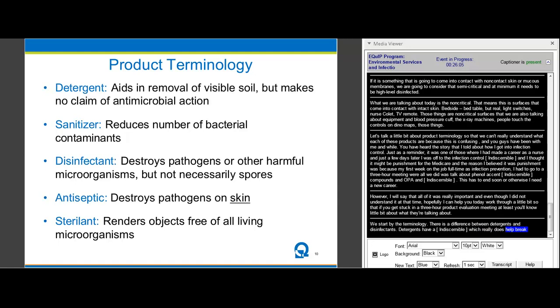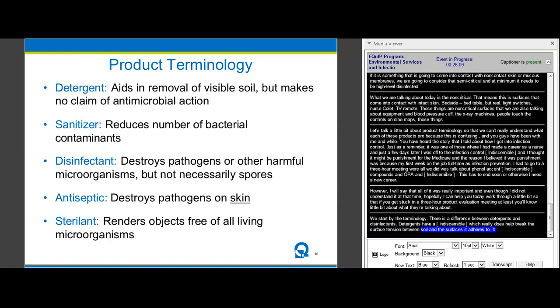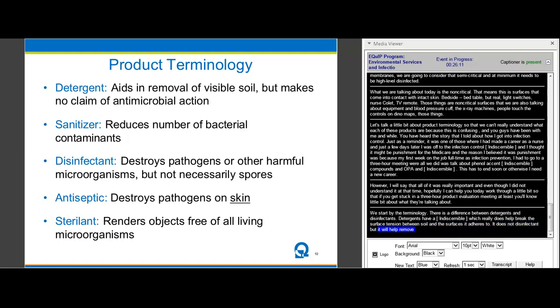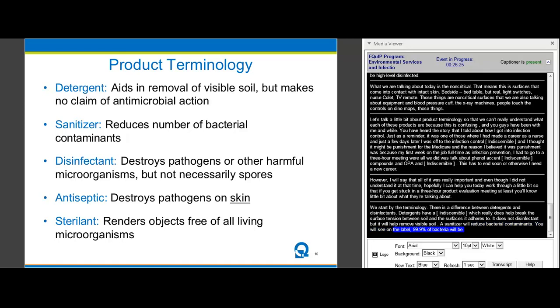So it doesn't disinfect, but it will help remove visible soil. A sanitizer will reduce bacterial contaminants, like you'll see on the label, 99.9% of bacteria will be removed. And normally when we talk about sanitizers, that's like food industry. So you'll see that in products that are used in kitchens and some other food areas.